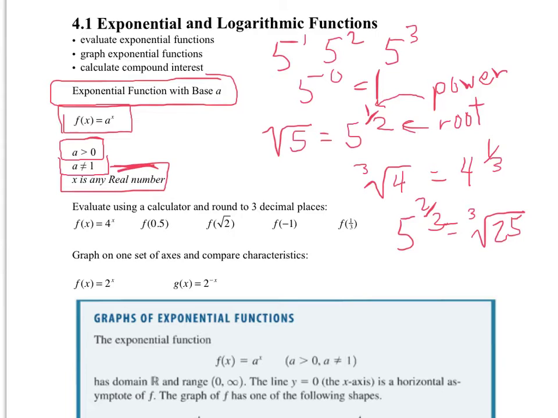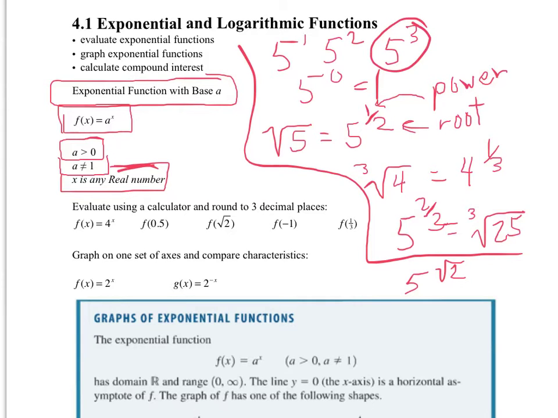So for example, exponents can be numbers like the square root of 2. So you could have something like 5 to the power square root of 2. That means something, but it doesn't mean the same thing as 5 to the 3rd power means. Like 5 to the 3rd power means 3 factors of 5, 5 times 5 times 5. But 5 to the square root of 2 power doesn't mean that kind of thing.